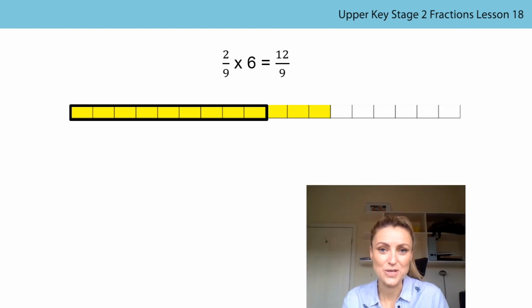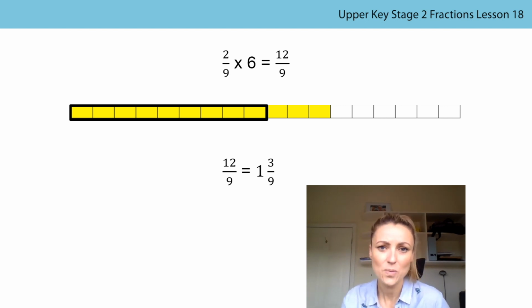Now, I wonder whether you used a different method to me. I wonder whether you used method 2, which we learnt about in lesson 17. So we can see here that 2/9 multiplied by 6 is equal to 12/9. We can see it's an improper fraction, and we can see our 9/9 making up that 1 whole with the 3/9 left over. So at that point, you might have converted 12/9 into a mixed number and then decided to simplify it.